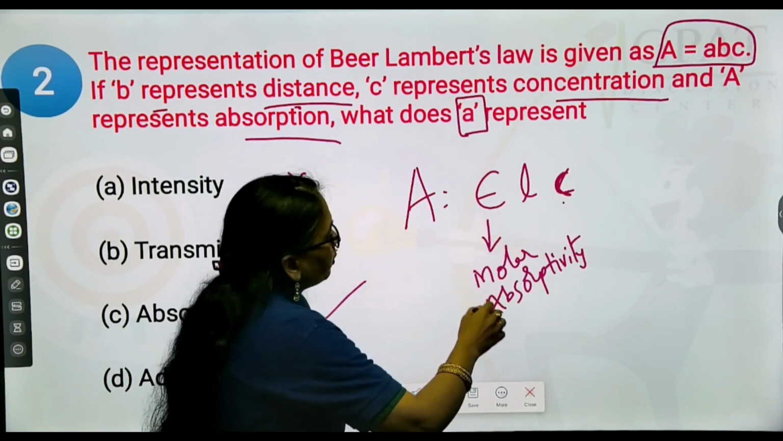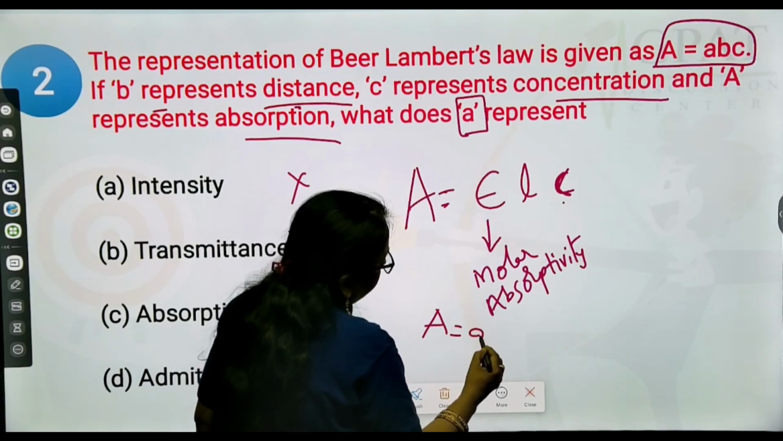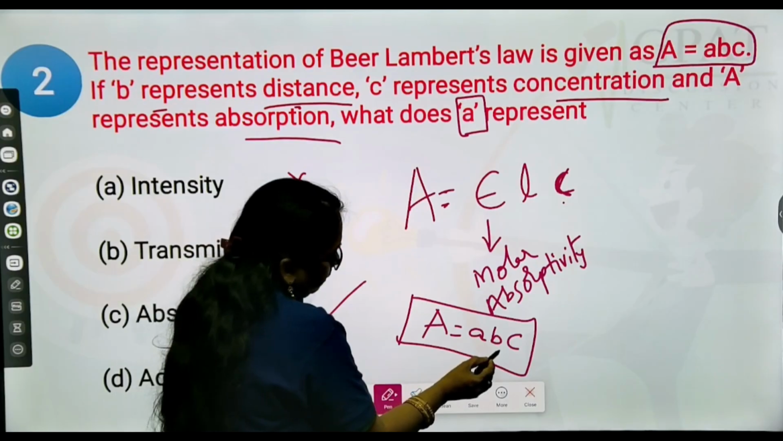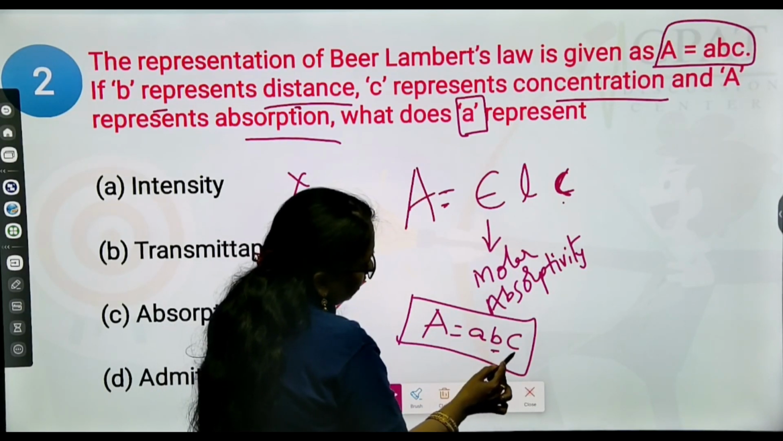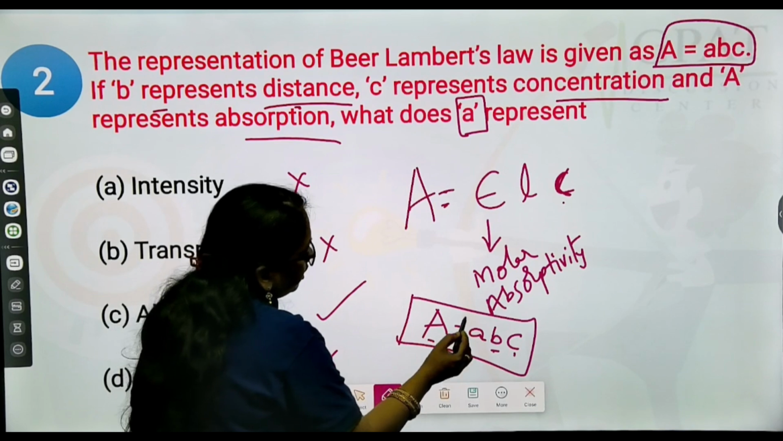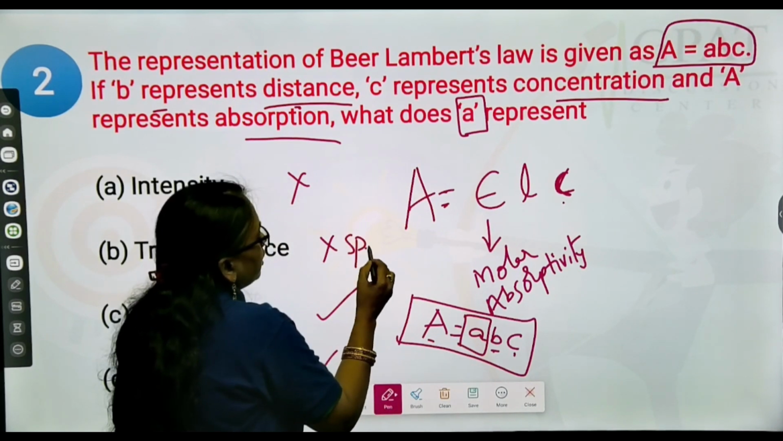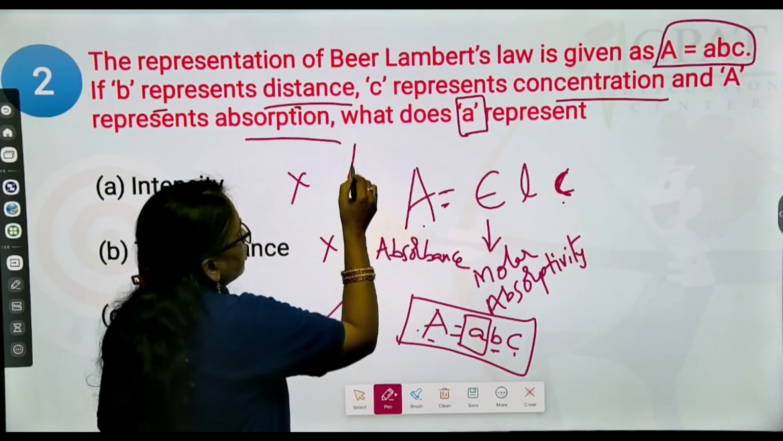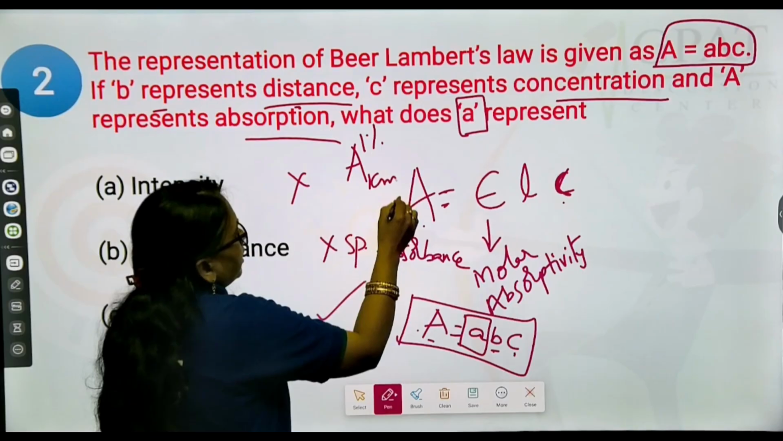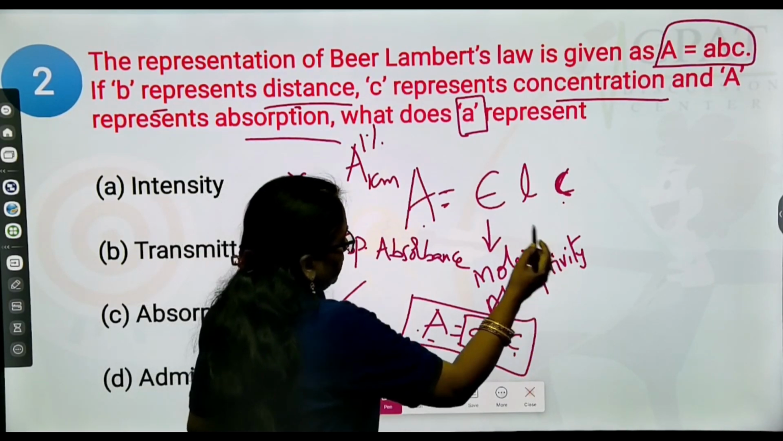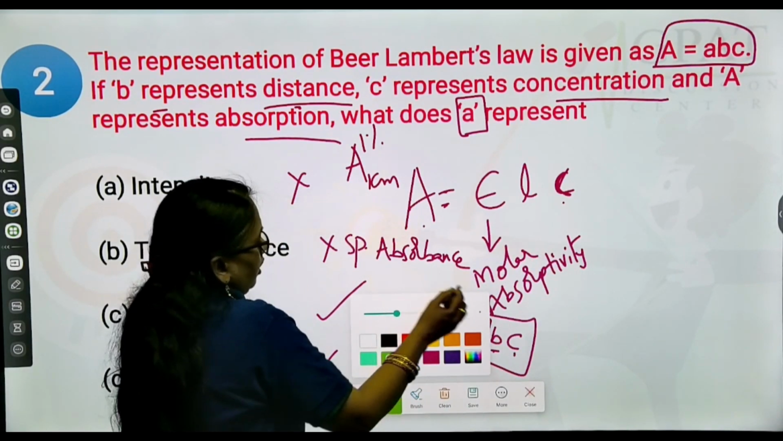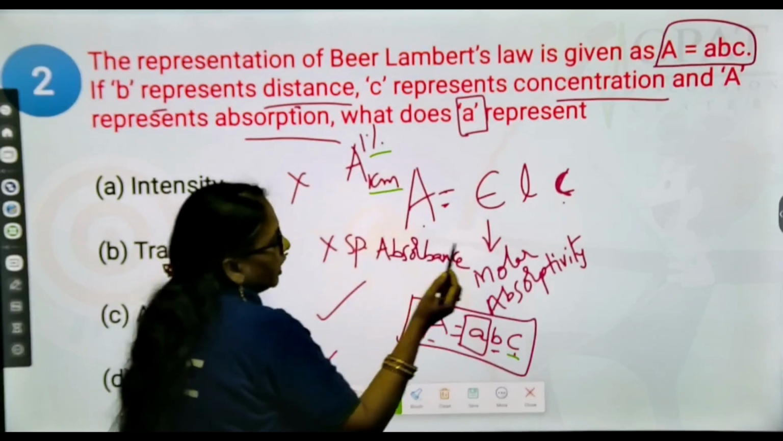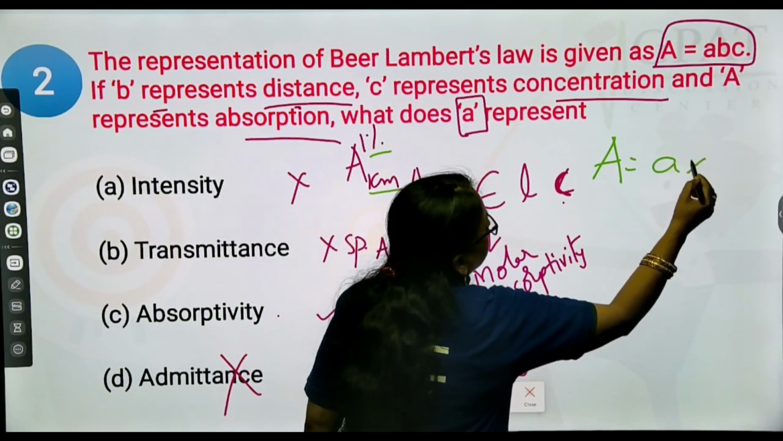When this formula becomes A equal to abc, in the simple terminology we want to remember, b is the same as l, the path length, c is the concentration, A is the absorbance, and this small a is considered the specific absorbance value. Specific absorbance means the absorbance for 1% solution and 1 cm. That means in A equal to abc, the path length is 1 centimeter and the concentration of the solution is 1. So in that case, A into 1 into 1.